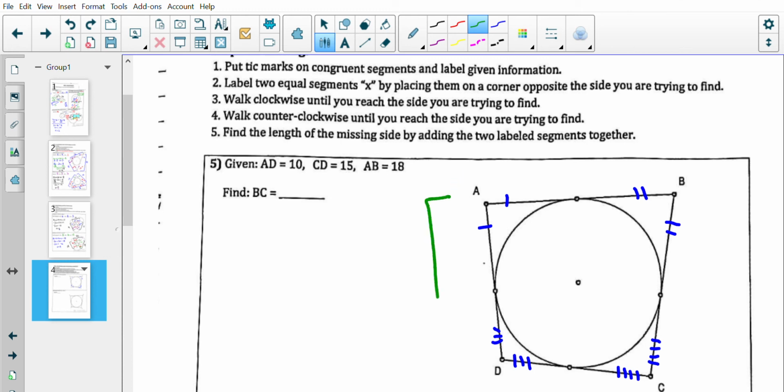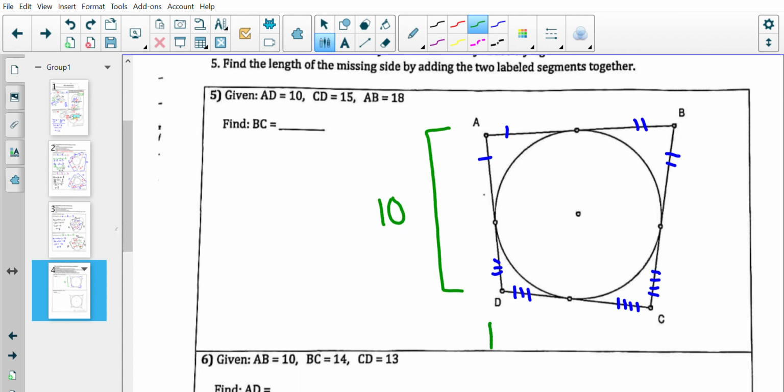We have A to D is 10. We have C to D is 15. We have A to B is 18. Now notice that there's a whole side that doesn't have a length. That's the side we're trying to find the total length, not just part of it, not just an X. So now what we're going to do is what we've done in the other lesson and the other problems. We're going to pick a segment and call it X.